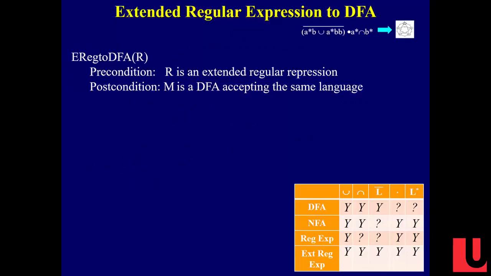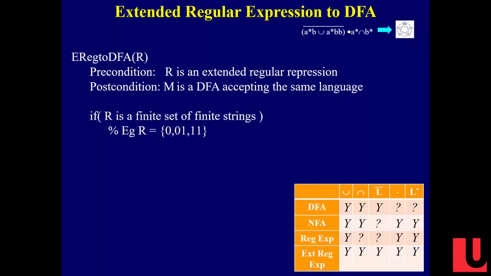And so now here, this is a recursive program that's going to take a regular expression, an extended regular expression, and convert it into a DFA. So the precondition is that R is an extended regular expression, and the postcondition is that M is a DFA that accepts the same language. This is what we're supposed to write a recursive program for.